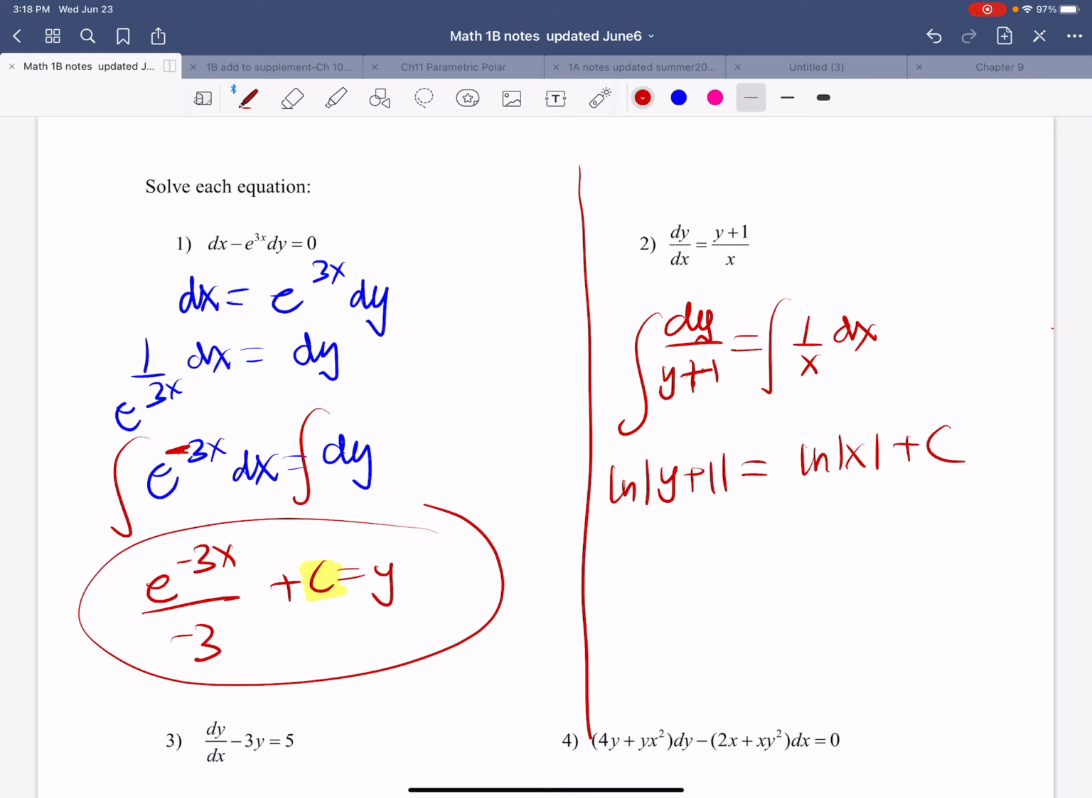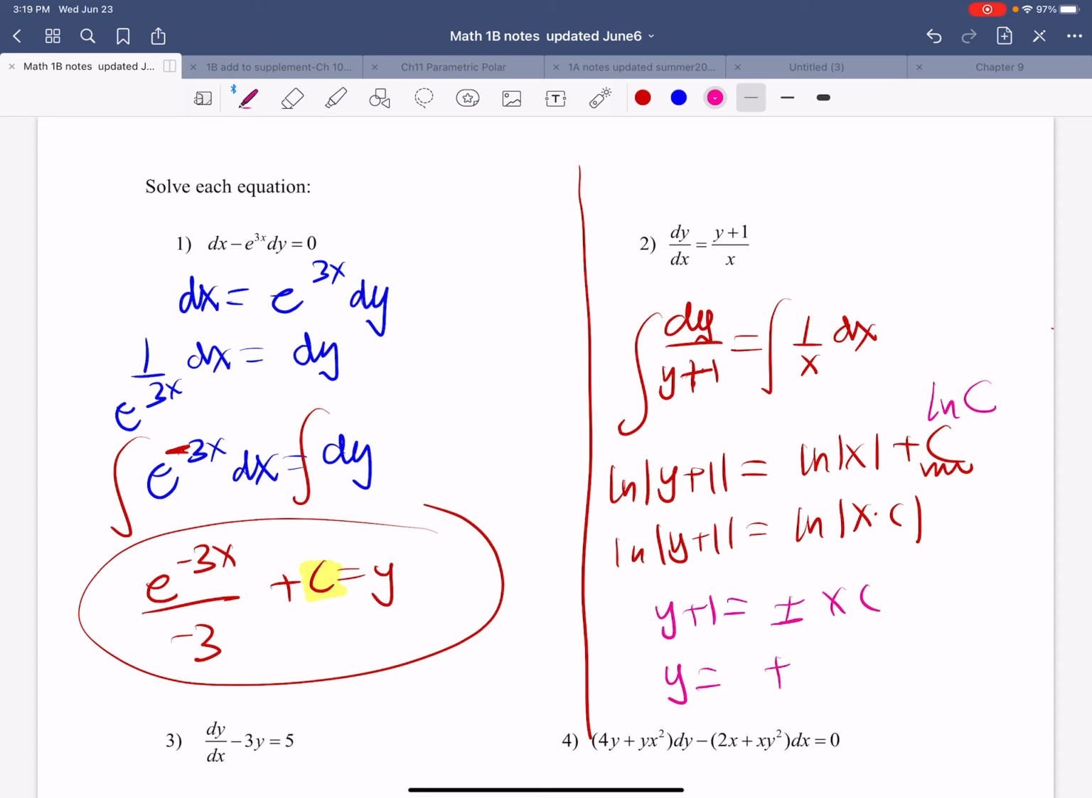Now, if you want, we can go ahead and do a little simplification here. Natural log of y plus 1 is natural log of x times c, because we can think of c as a constant, we can think of c as natural log of c. So natural log of x plus natural log of c can be written as natural log of x times c. So we can say y plus 1 would be, because we have the absolute values, equal to plus minus xc, or we can say y is equal to plus minus xc minus 1. y is equal to plus minus cx minus 1 or xc minus 1, however you want to think of it.